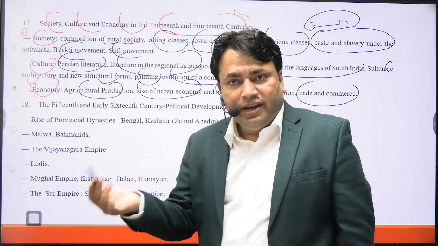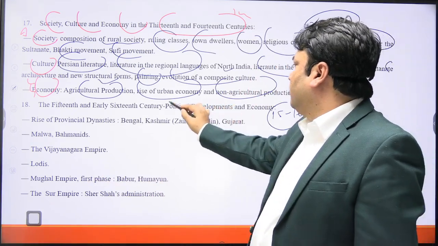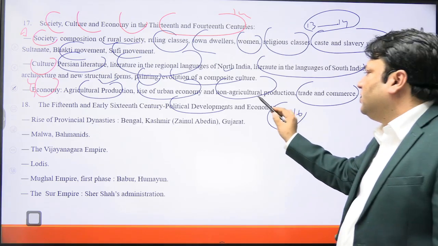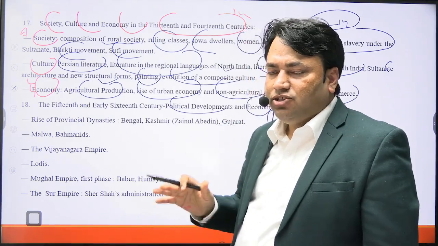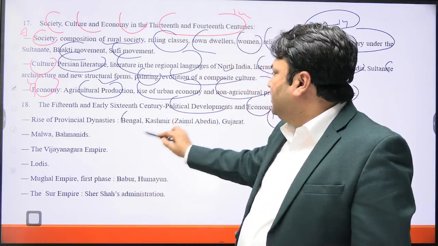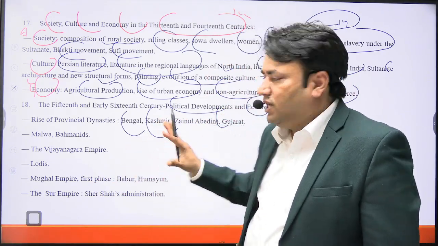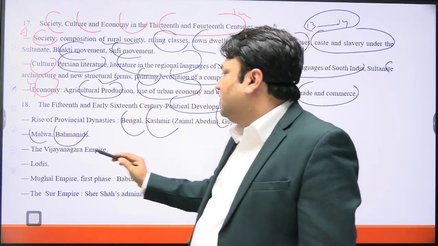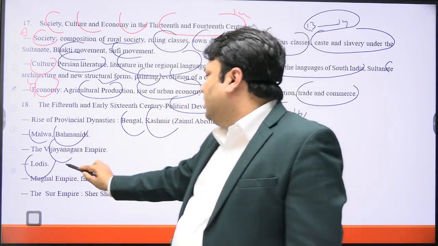Now the next two centuries are the 15th and 16th century. Here you need to study the important political developments and the economy of this period. In the 15th and 16th century, many provincial dynasties came into existence, and three states have been given: Bengal, Kashmir and Gujarat. We need to study these, as well as Malwa, the Bahmanis, the Vijayanagar Empire, the Lodhis and the Mughal Empire.